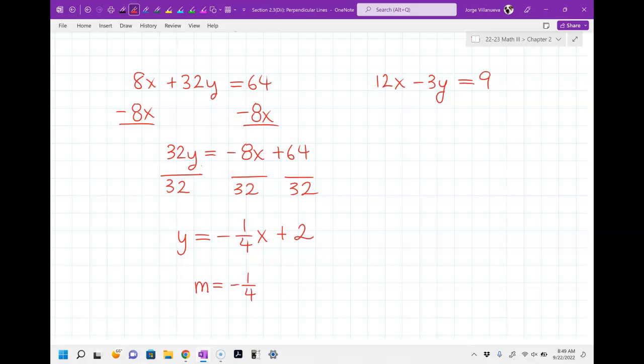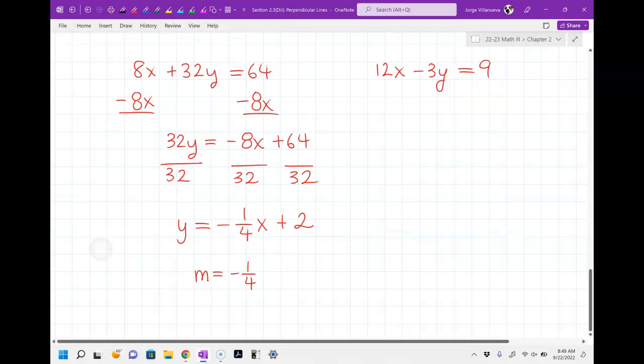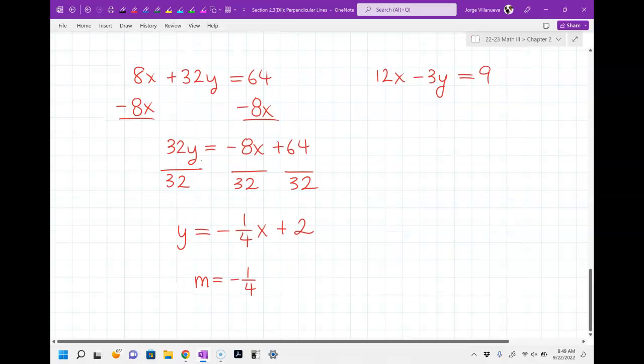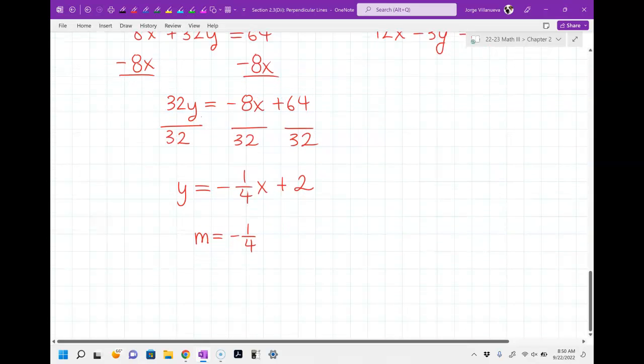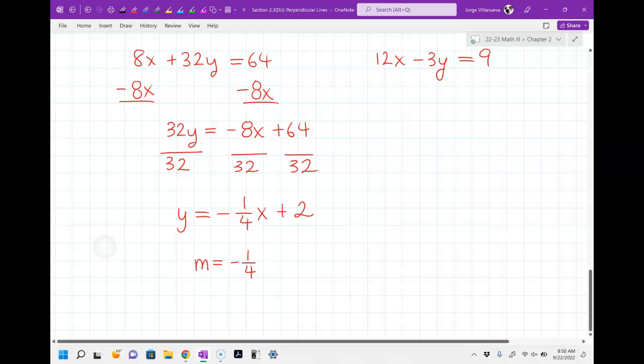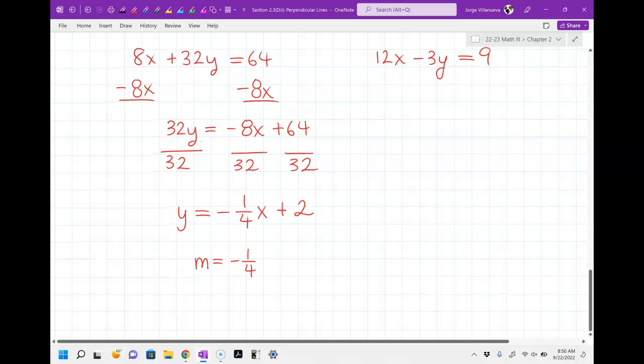So what should my other slope be in order for me to have a perpendicular slope? It has to be a 4, okay? It has to be a 4. If it's not a 4, then it's not perpendicular. What if my other slope is a negative 1/4? What do I say?